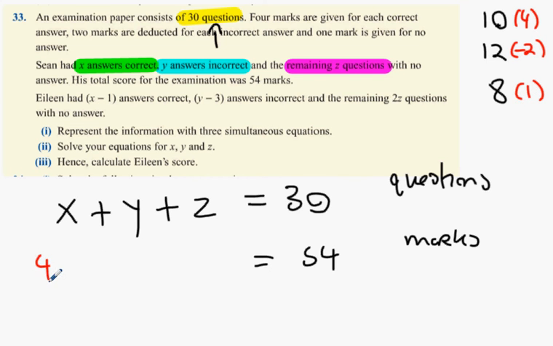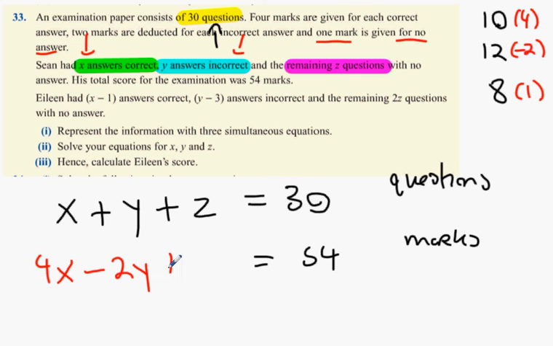So it's 4 times the number of questions you got correct. How many questions did Sean get correct? It's X. 4x gives you the marks for the correct questions. Take away or plus the incorrect questions? Because you're taking away, it reduces your score, not improves it. Minus 2 times how many questions did I get wrong? Minus 2y. And then z, the questions with no answer. How much do we get? 1 mark for each.